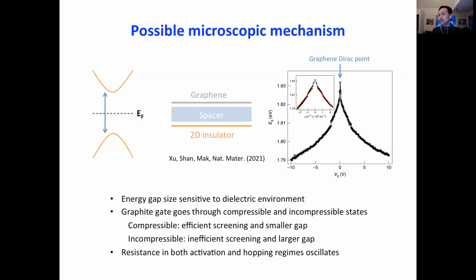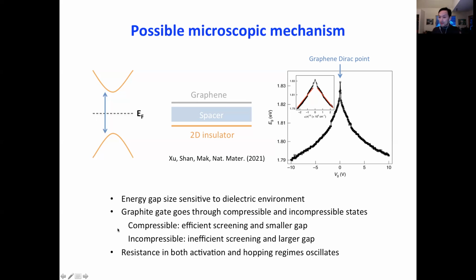So now imagine you apply a perpendicular magnetic field to this system, which will drive the graphene into compressible and incompressible states as it successively fills the Landau levels. When the graphene is in the compressible state, you get more efficient screening and a smaller energy gap in the 2D insulator. On the other hand, if the Fermi energy in the graphene is in between the Landau levels, then it's in the incompressible state and is inefficiently screened. The Coulomb interactions in the 2D insulator are then stronger, and we get a larger gap.